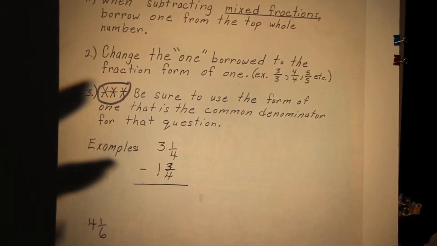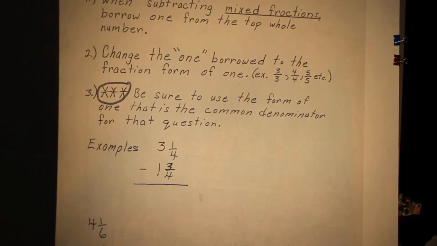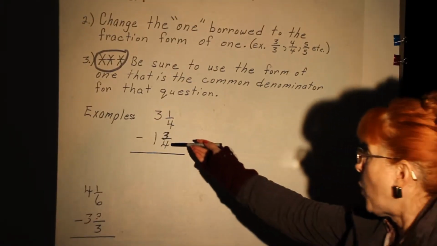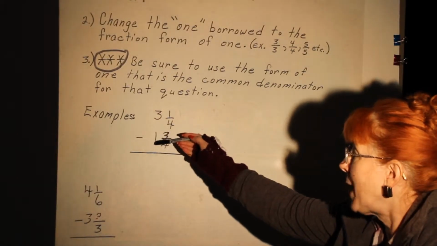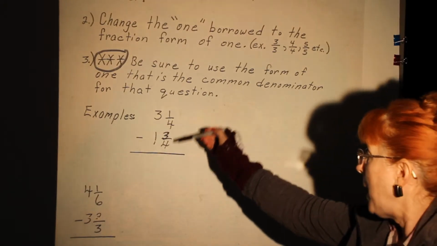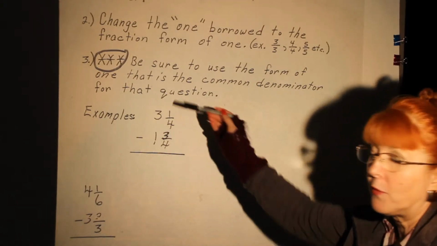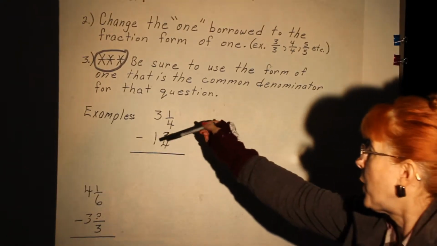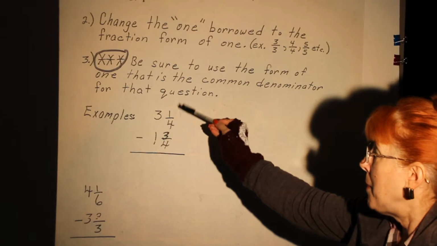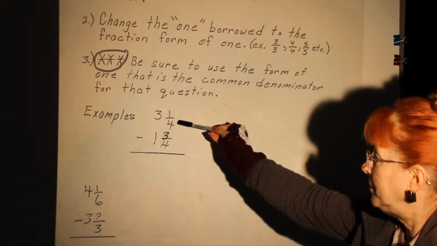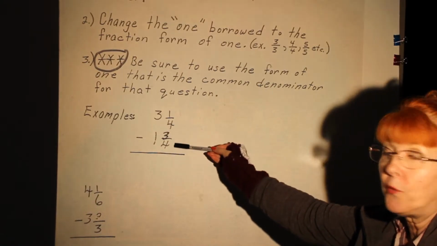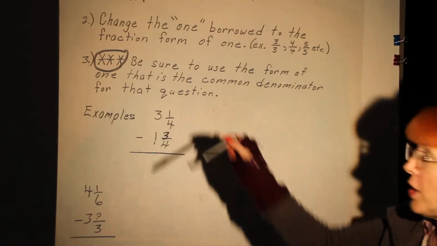So we're looking at example 3 1/4 minus 1 3/4. Well, we have a common denominator. We have a 4, we have a 4. Well, I can subtract 1 from 3, but I can't subtract 3 from 1. So now I have a problem. I'm going to have to borrow from this 3, make it a fraction form of 1. In this case, I'm going to use 4 over 4 because my denominator is 4, and change the question.